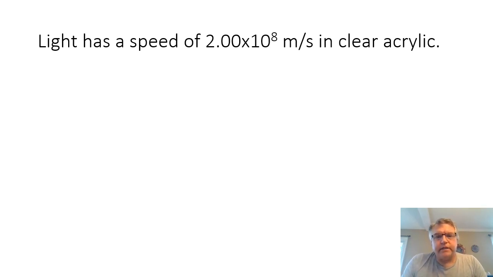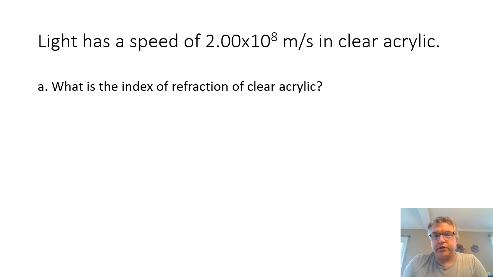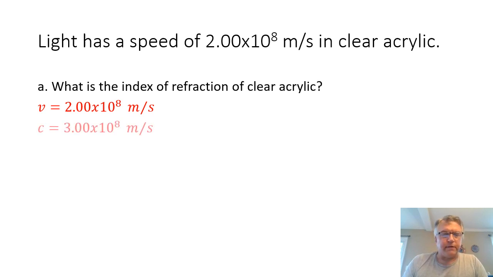Light has a speed of 2.00 times 10 to the 8th meters per second in clear acrylic. The first thing I want us to do is find the index of refraction of the clear acrylic. So I know that the velocity or the speed of the light wave in the acrylic is 2.00 times 10 to the 8th meters per second. I know that my speed of light in a vacuum is 3.00 times 10 to the 8th meters per second. And we are trying to find the index of refraction.